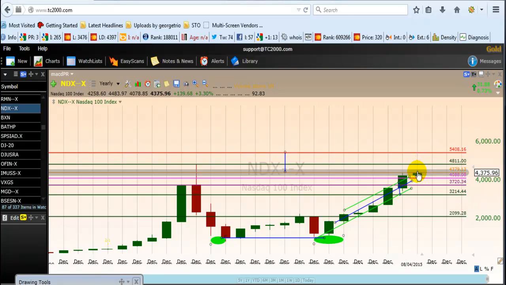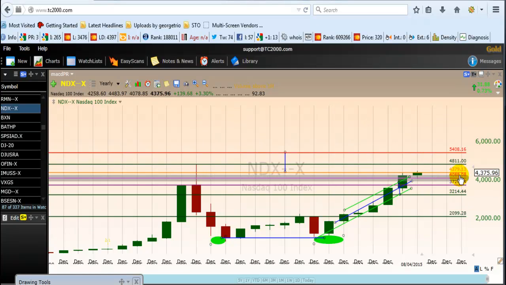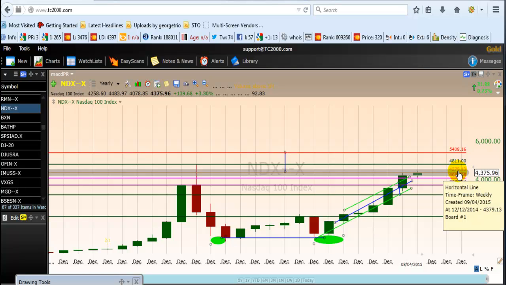The short-term equilibrium price level for the Nasdaq 100, the current short-term equilibrium price level, is the orange horizontal line here at 4379.